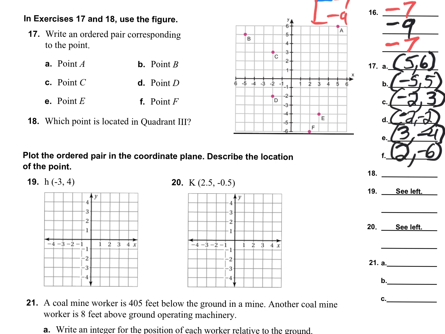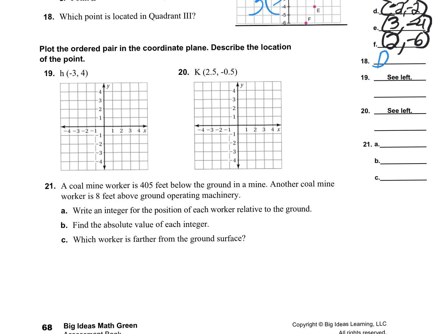And our next question is, which point is located in quadrant 3? Well, we know that this is quadrant 1, this is quadrant 2, and this is quadrant 3. So that must be D. That is the point. Okay. For 19 and 20, we need to plot the ordered pairs and then describe the location.